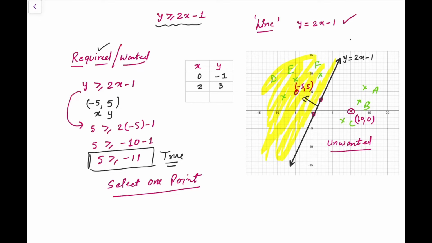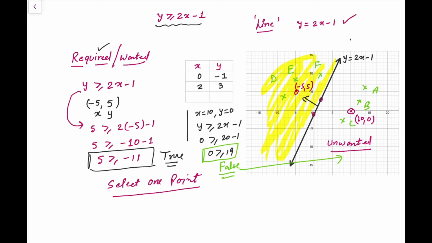So always select one point in each of the two parts of the area. Try to plug it into the inequality and see if it is true; that is the required area. If it is not, then it's the unwanted area. Let's check with 10 and 0. So y is 0, greater than or equal to 20 minus 1, 0 greater than or equal to 19, which is false. 0 is never greater than 19. Therefore, this point should be in the unwanted area.